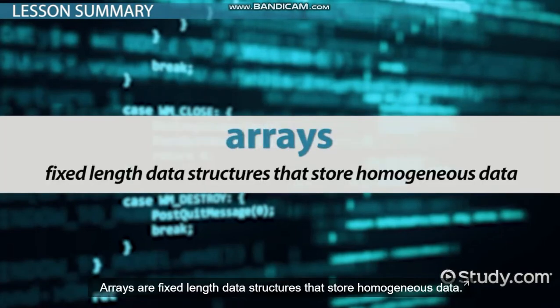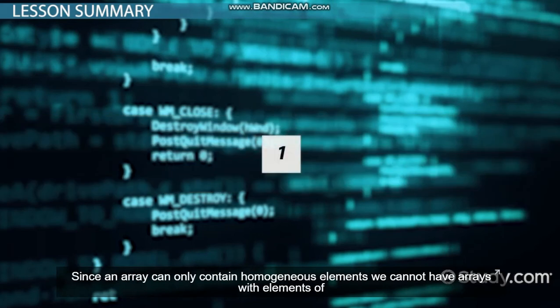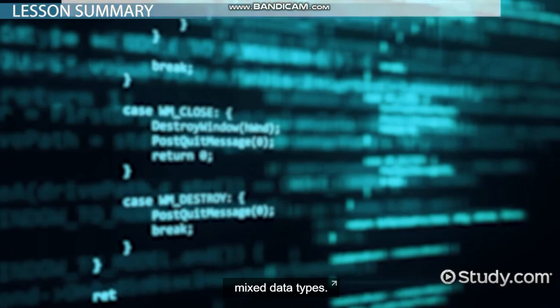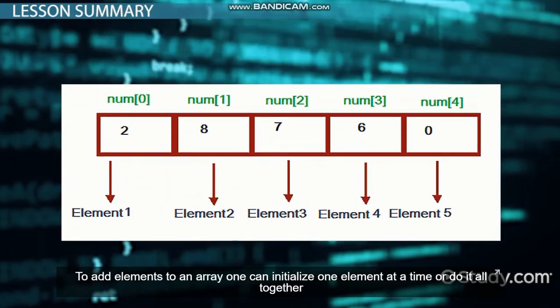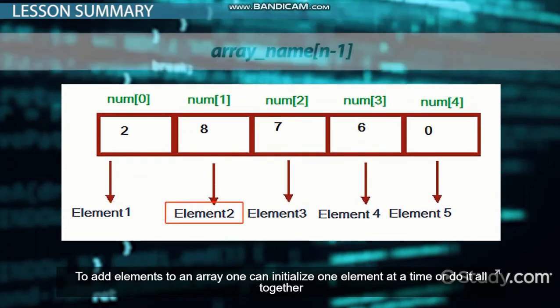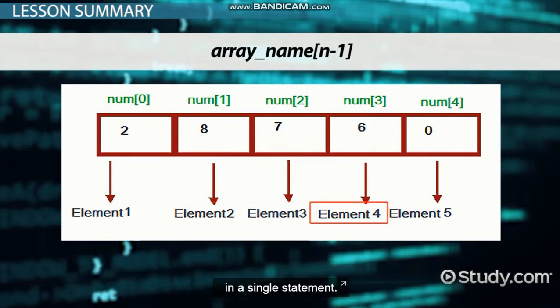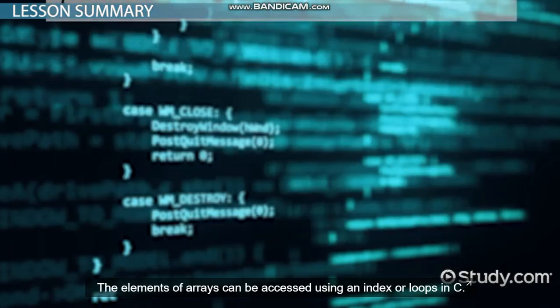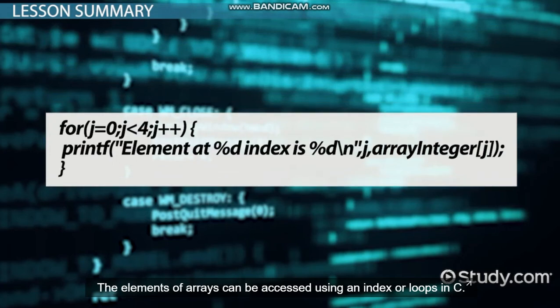Arrays are fixed-length data structures that store homogeneous data. Since an array can only contain homogeneous elements, we cannot have arrays with elements of mixed data types. To add elements to an array, one can initialize one element at a time, or do it all together in a single statement. The elements of arrays can be accessed using an index or loops in C.